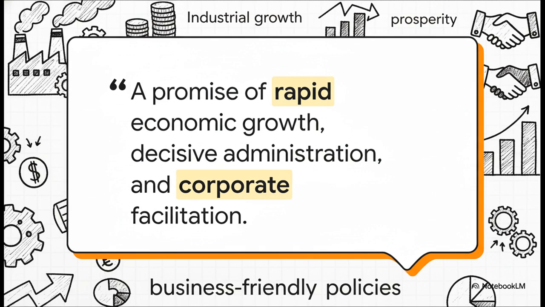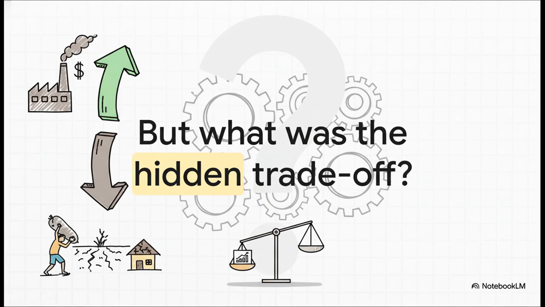Long before it ever became a national policy, this was the central idea. You prioritize industrial growth, you roll out the red carpet for business, and prosperity is going to follow. And that, right there, is the big question, isn't it? Because as the source material argues, behind all those impressive growth figures lies a much more complicated story. A story of choices and of consequences.